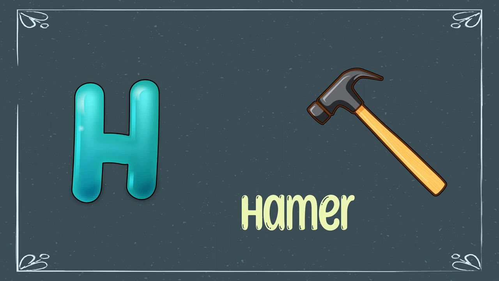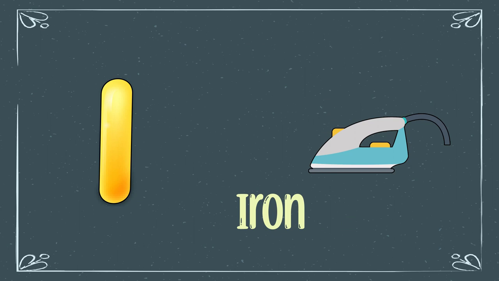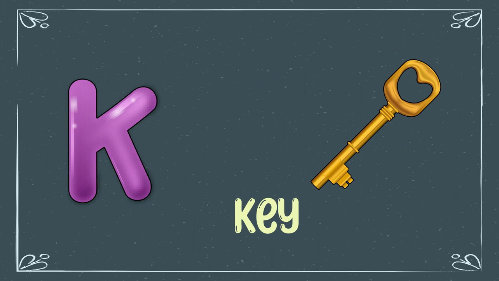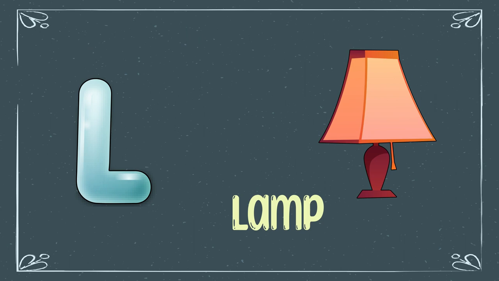I for iron. I, R, O, N, iron. J for jug. J, U, G, jug. K for key. K, E, Y, key. L for lamp. L, A, M, P, lamp.